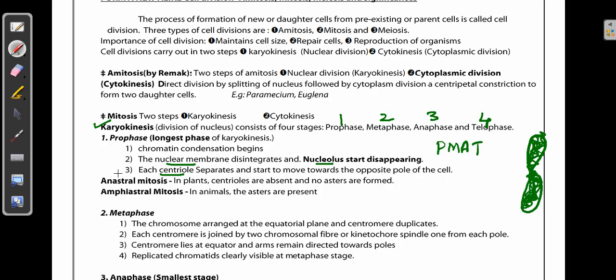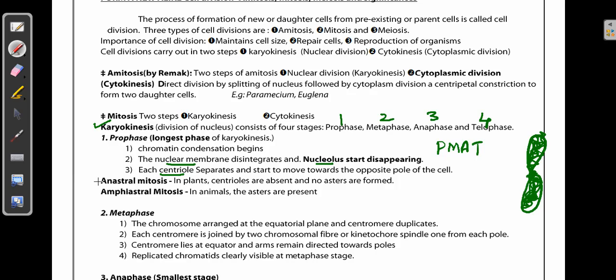So this is a major event. You can see three important steps. First step is chromatin condensation. Second step is where the nuclear membrane disintegrates and the nucleolus starts disappearing. And thirdly, the centriole gets duplicated and they move towards opposite poles of the cell.